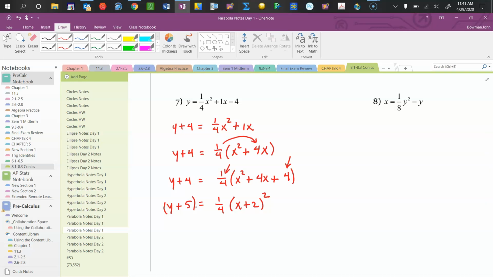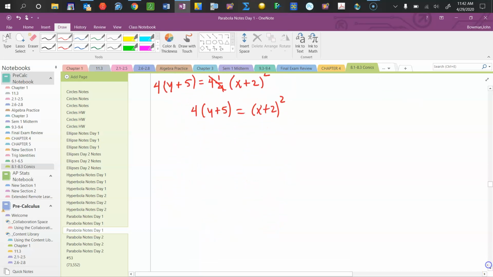So we need to get rid of the 1/4 in front of the (x + 2) quantity squared. So we're going to multiply both sides by 4. If we multiply the left side by 4, we get that. We multiply the right side by 4. These cancel. And now we have 4 times (y + 5) is equal to (x + 2) quantity squared. And it is now in standard form.